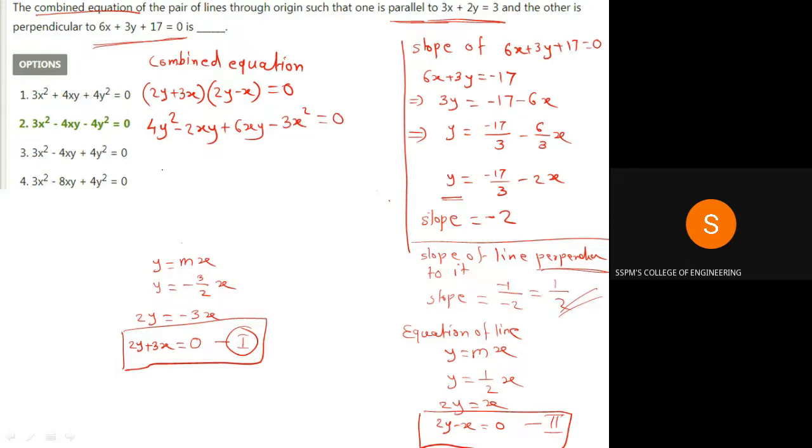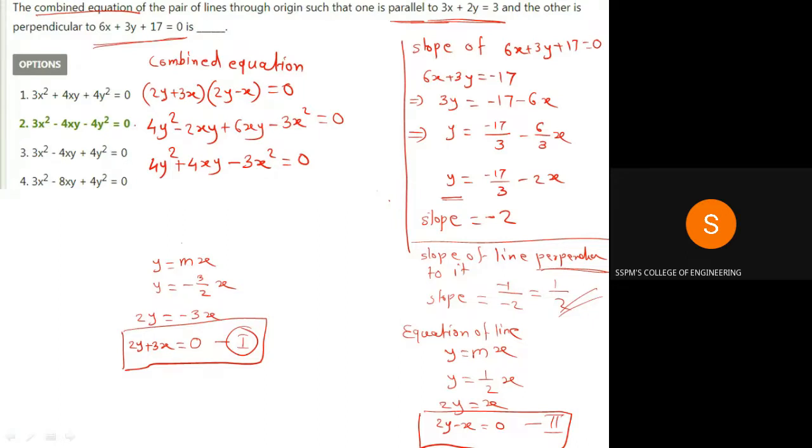So we will simplify this now. 4y square minus 2xy plus 6xy, that is 4xy, minus 3x square is equal to 0. So this is our combined equation.